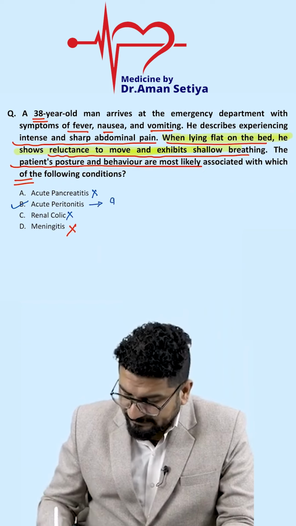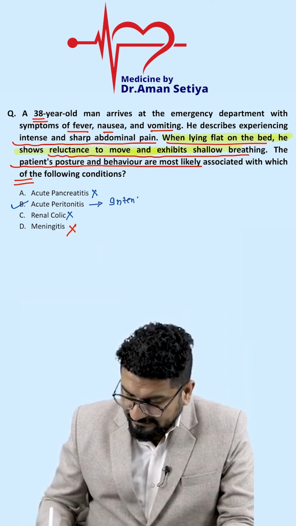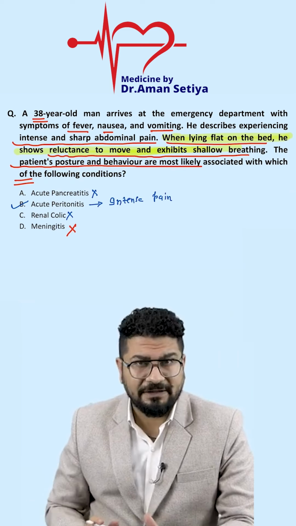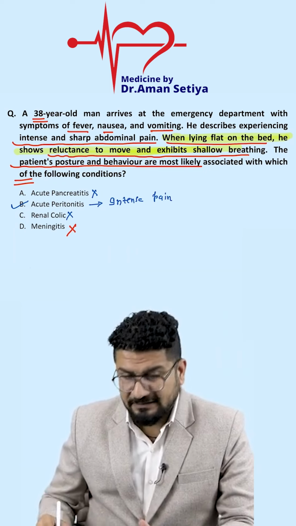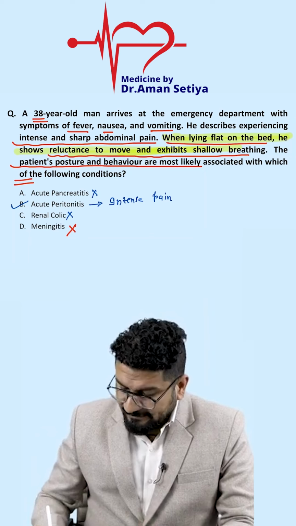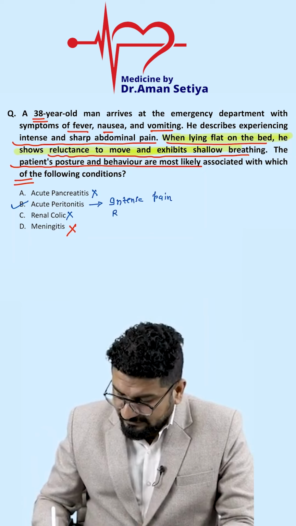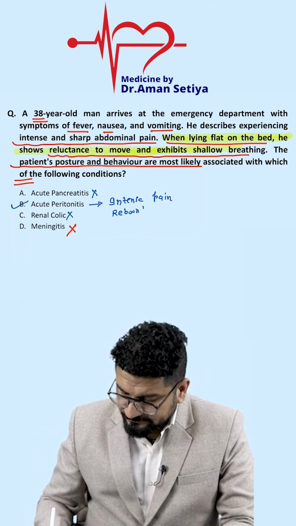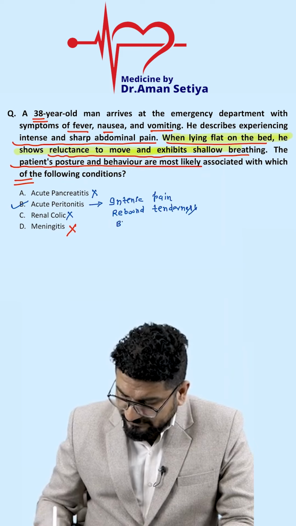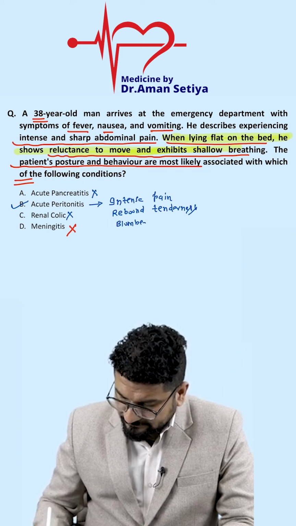In this patient, you will see intense pain. The patient will barely move from the bed. Even on touching the abdomen, he will shout with pain. And sometimes we see rebound tenderness. We call this Blumberg's sign.